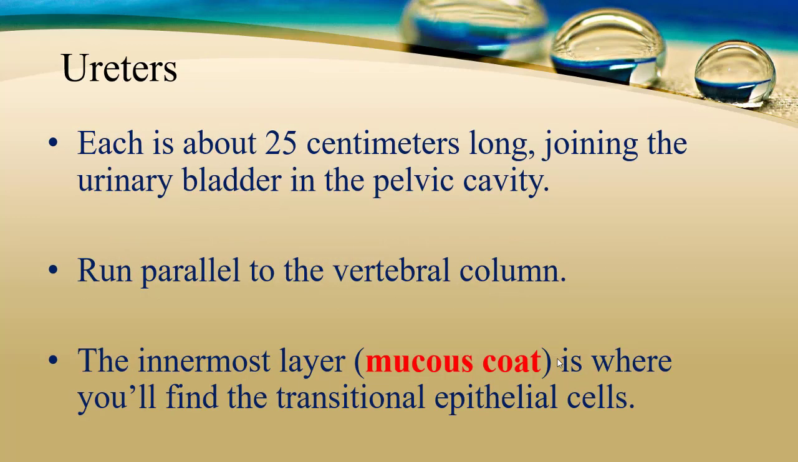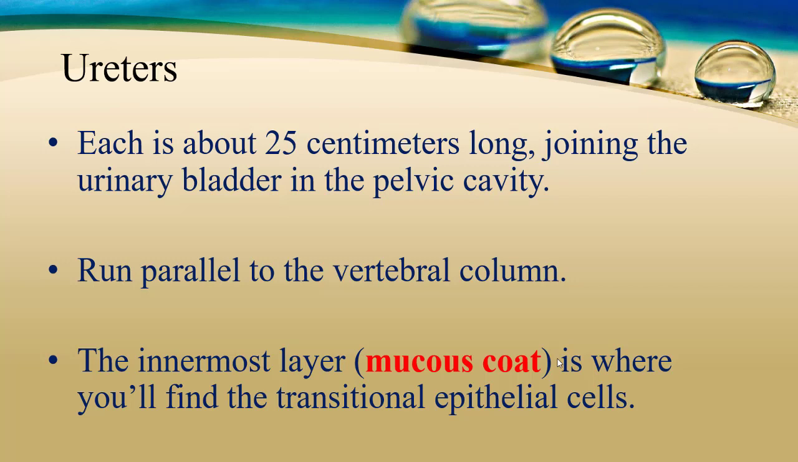All right, after all this urine gets collected and then taken to the renal pelvis, it will travel from there through ureters onto the bladder. The ureters are about 25 centimeters long, and they will join the urinary bladder within the pelvic cavity. These run parallel to the vertebral column.